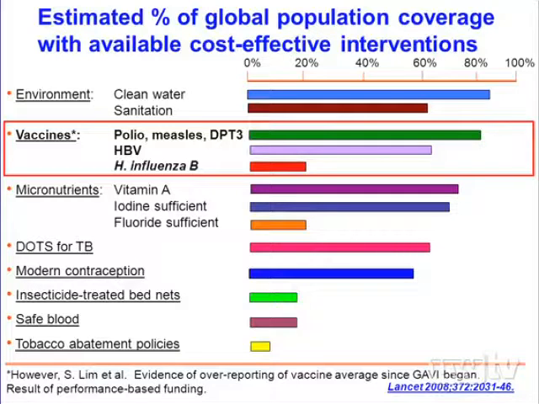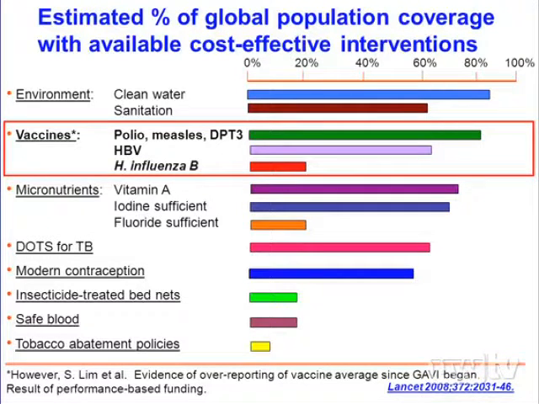For the vaccines, the common vaccines, polio, measles, and DPT3, it says 80%, but there's been a paper, if you see down at the bottom footnote, Steve Lim from our department published an article a year ago showing that the reported coverage by these vaccines was actually overreported by about 30%. For reasons that are unclear, but possibly because there's an incentive-based payment, performance-based payment, where the more you report that you vaccinated, the more money you get from Gavi. Not everybody likes that analysis.